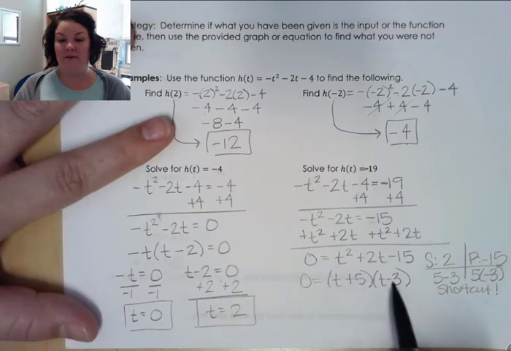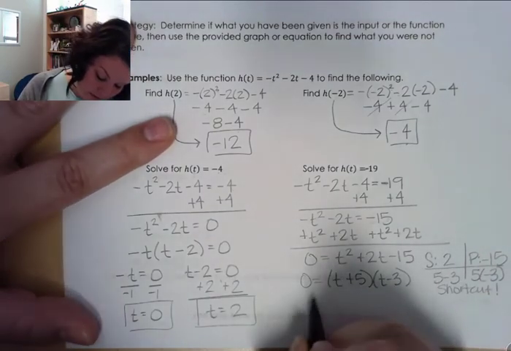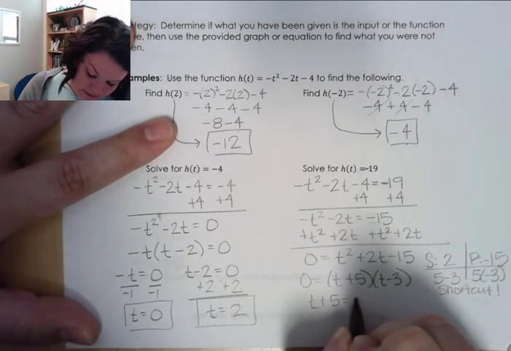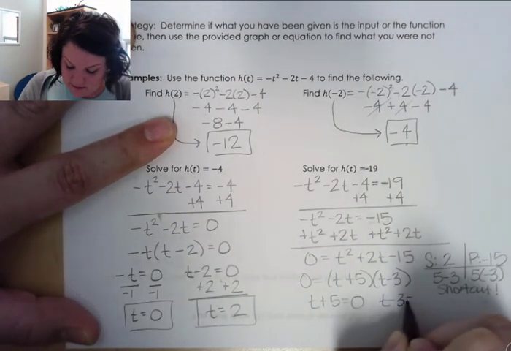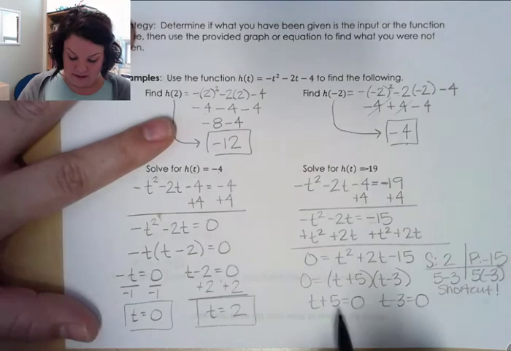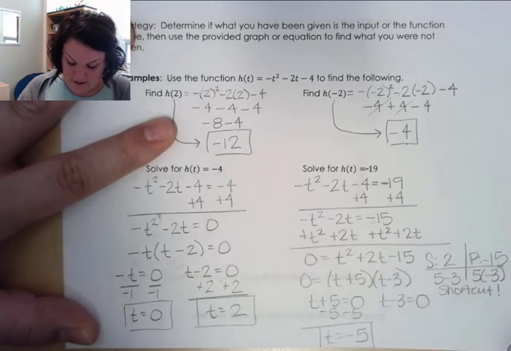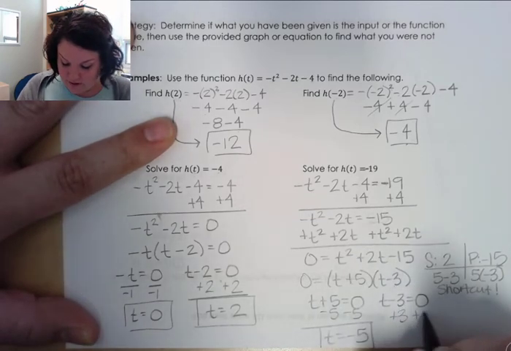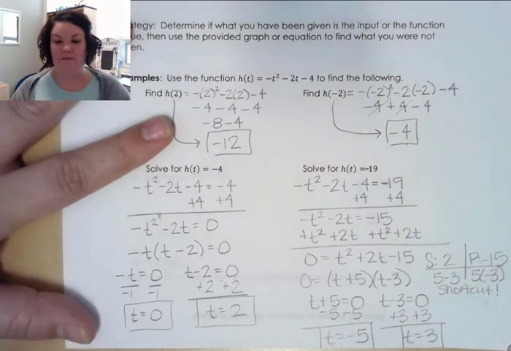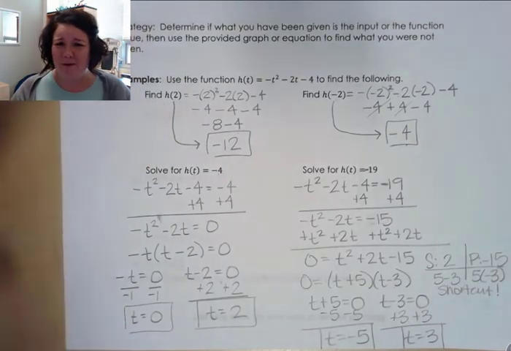And now that I have it completely factored, all I do is set each factor equal to 0. So t plus 5 equals 0 and t minus 3 equals 0. When I solve this one by subtracting my 5, I get t equals negative 5. And the second one, I move my 3 over by adding, which gives me t is equal to 3. Okay? Are we kind of okay?